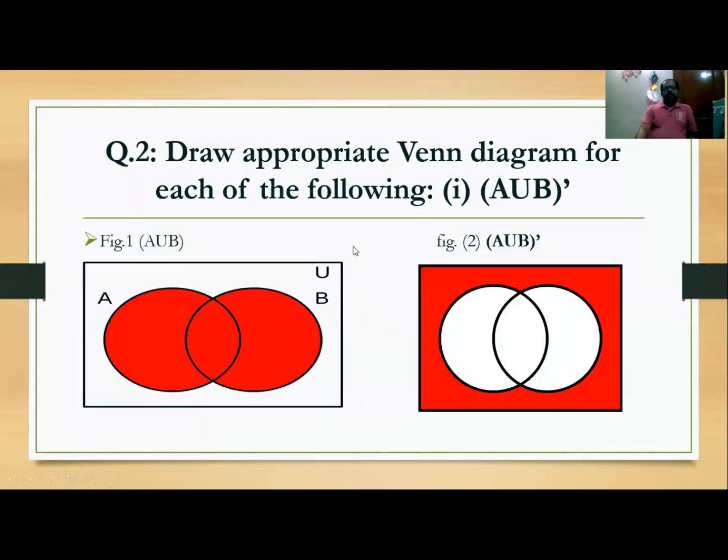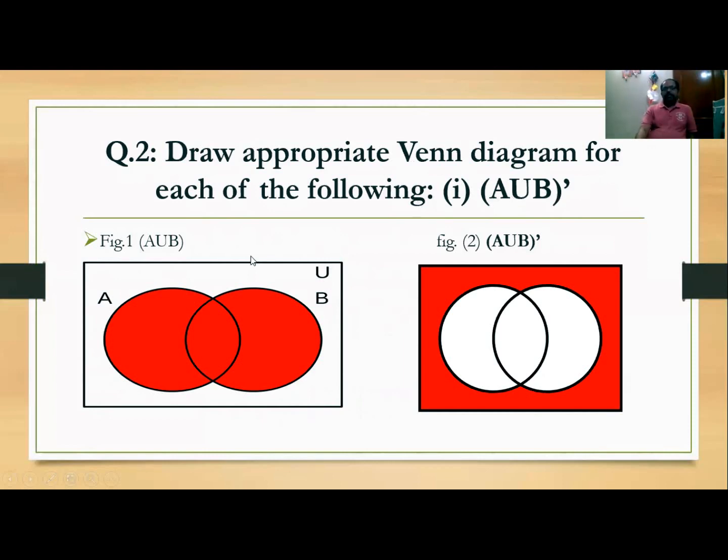Now we have question number 2. What is question number 2? Question number 2 is: draw an appropriate Venn diagram for each of the following. So what is the first one? We need to draw a Venn diagram for complement of A union B.